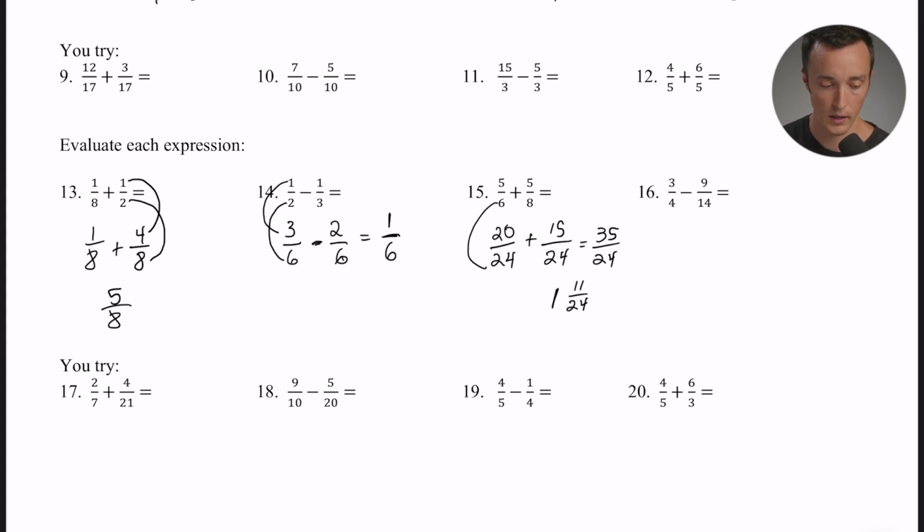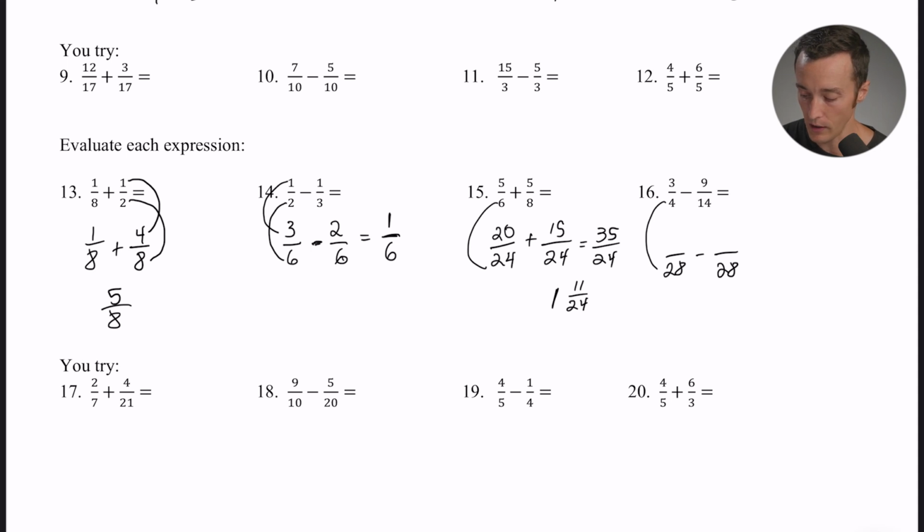Okay, we're almost there. Let's do number 16 together. 3/4 subtract 9/14. So once again, look at the 4 and the 14. What's the smallest number that they would both divide into? And that would be 28. So if you're wondering, how did you come up with 28? Again, I have my multiplication tables memorized. So I can look at that and say, okay, 4 and 14, they're both going to go into 28. Then you just have to rework the fractions. So what did I do to this 4 to get it to be a 28? Well, in that case, I multiplied it by 7.